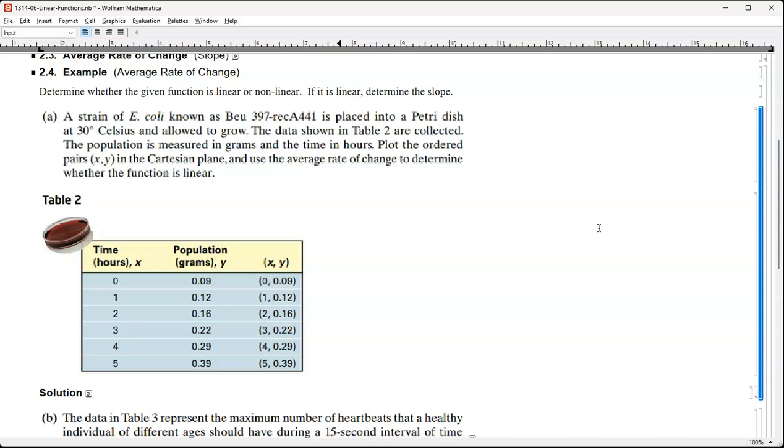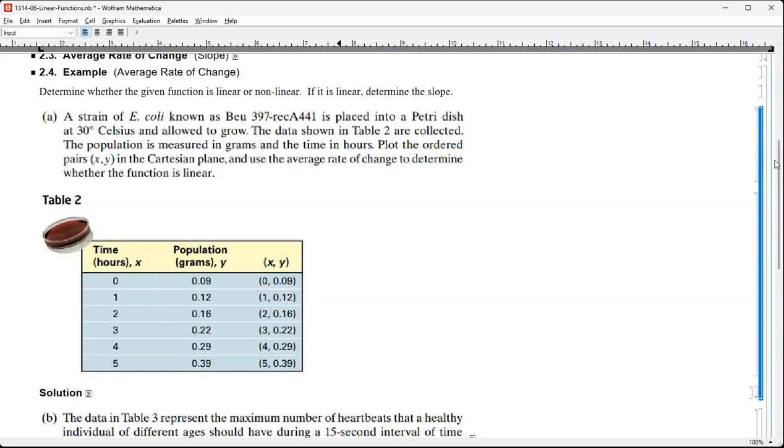Plot the ordered pairs x, y in the Cartesian plane and use the average rate of change to determine whether the function is linear. Let's see. On graph paper, times 1, 2, 3, 4, 5 are the x coordinates, going horizontal. And then these are the population, 0.09, 0.12, 0.16, and so on. And these are the coordinates. Then join those, or get a line that fits this data set the best. That's going to be the linear model we are looking for.